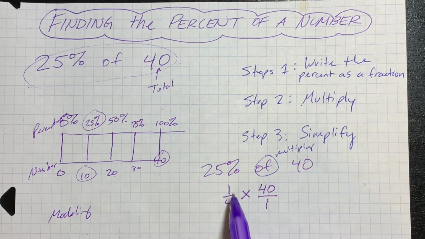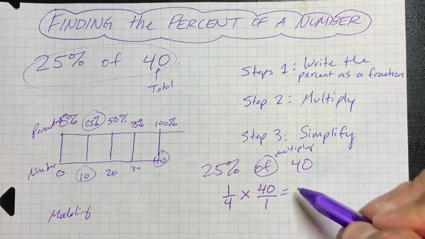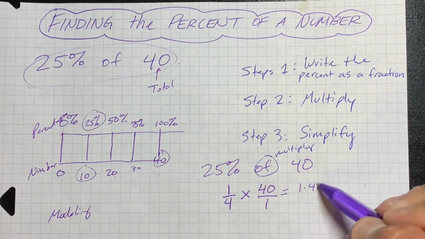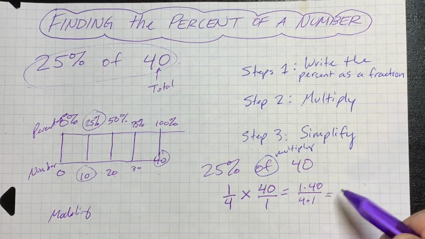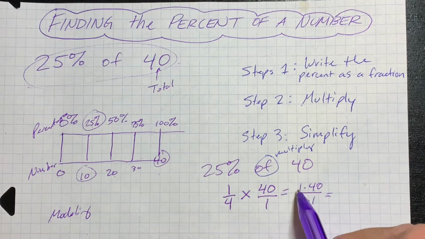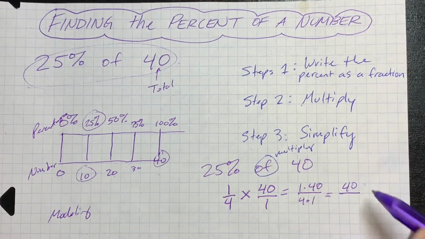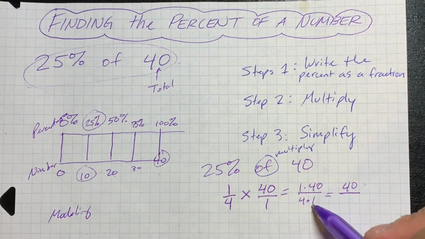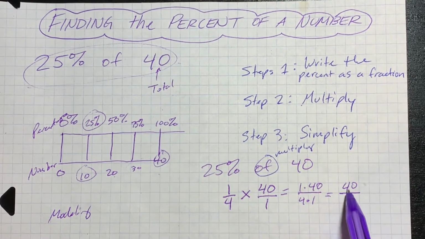Now we just multiply fractions. We learned that a while back. So you're going to multiply your numerators, 1 times 40, and multiply your denominators, 4 times 1. So we're going to multiply these two factors, 1 and 40, and we're going to equal the product 40. So 1 times 40 equals the product 40. And then 4 times 1 is going to equal 4. So now we have this improper fraction, 40 over 4.